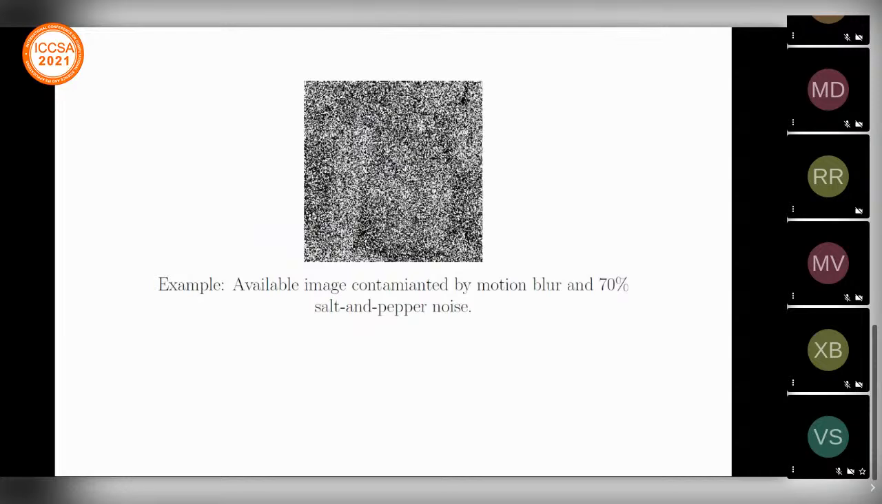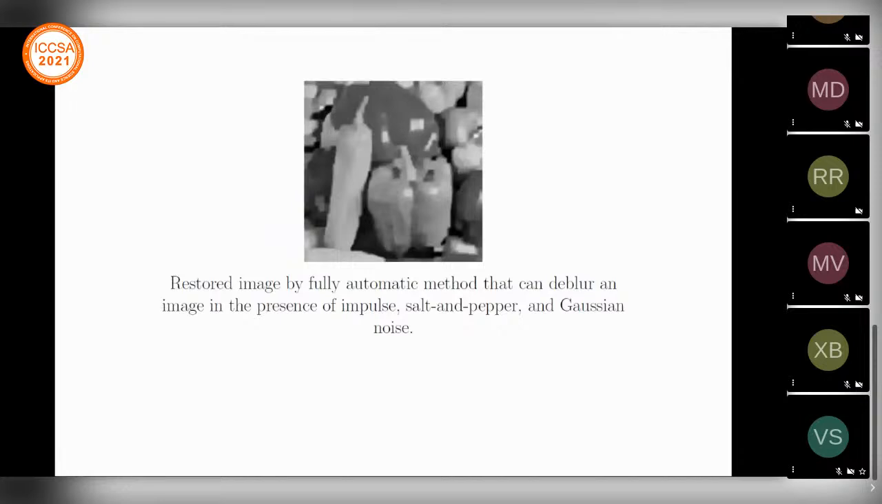And so here's an example. This is an image which has been contaminated by motion blur and 70% salt and pepper noise. That means 70% of the pixels have been set to black or white. And if we go on, this is what we can do. What is new about this method is that it's fully automatic, and I'll tell you about the details. Next, please.